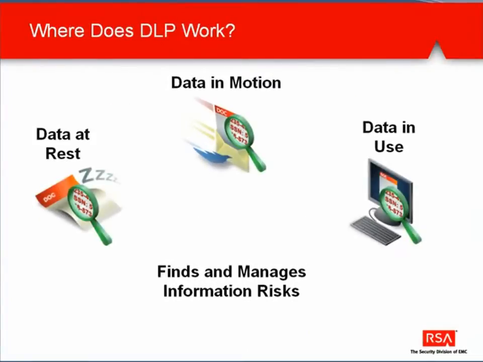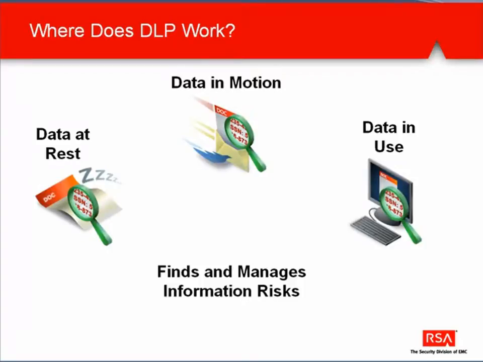So where does DLP work? Data loss prevention typically handles information in the three major forms that you see here: data at rest, data in motion, and data in use. Data at rest is information that is sitting on a disk somewhere, whether it be on a file server, on a workstation, or another repository in your organization.